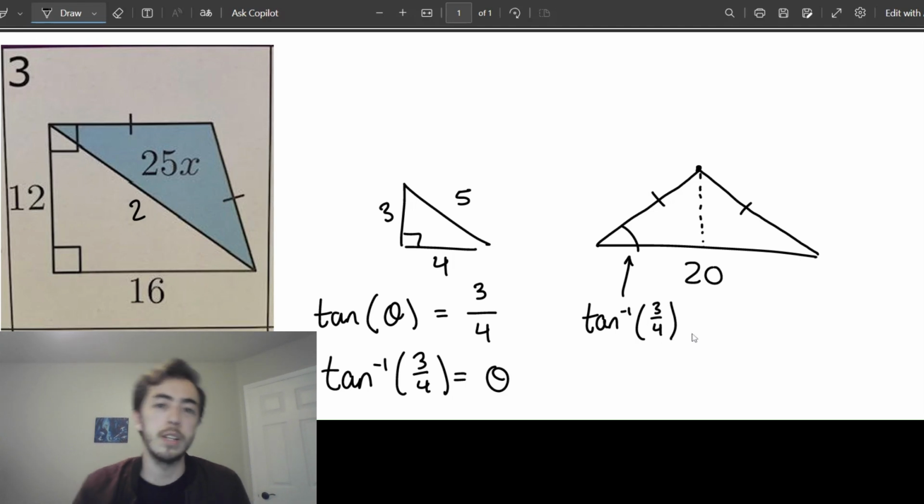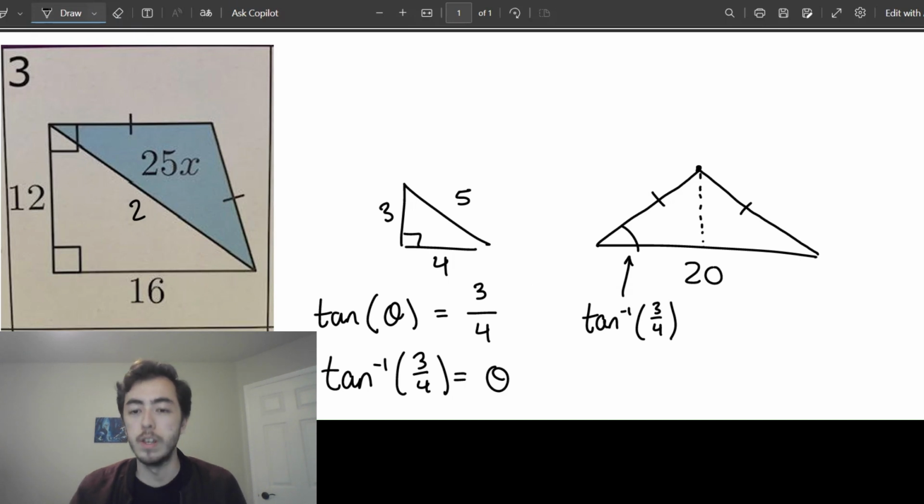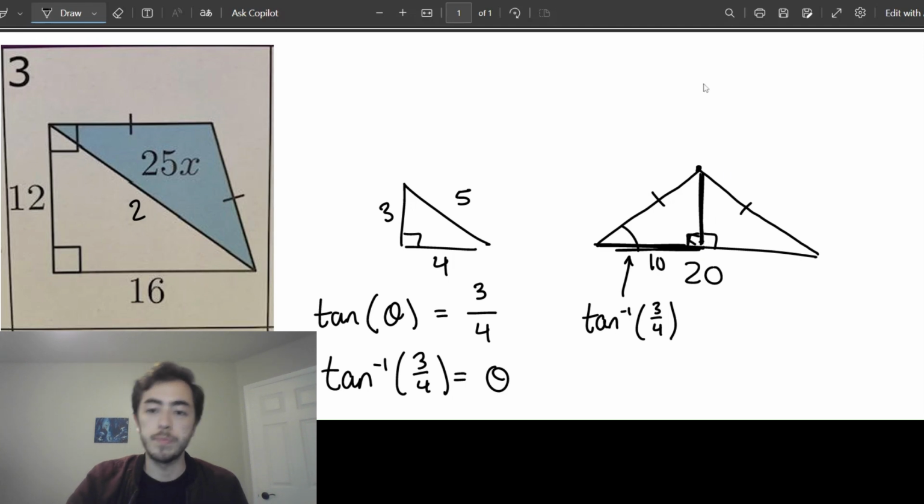And I could plug that into a calculator. I think this is like 37 degrees, but it doesn't actually matter how many degrees it is. Instead, what I can do here is use the 3 and the 4 and the proportionality of similar triangles to figure out what this length and this length should be. Well, actually, I do know what this length is. Cutting this triangle right down the middle, this one right here should be a 10.